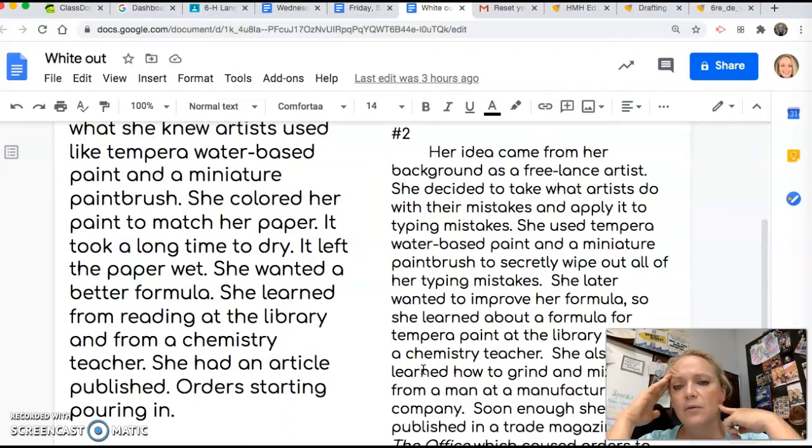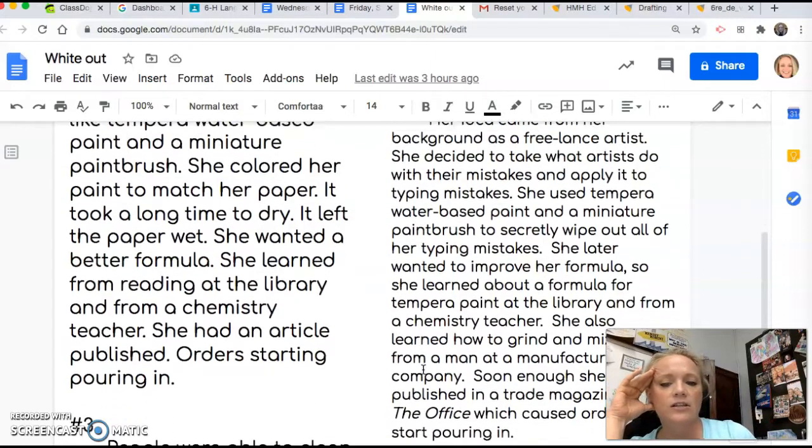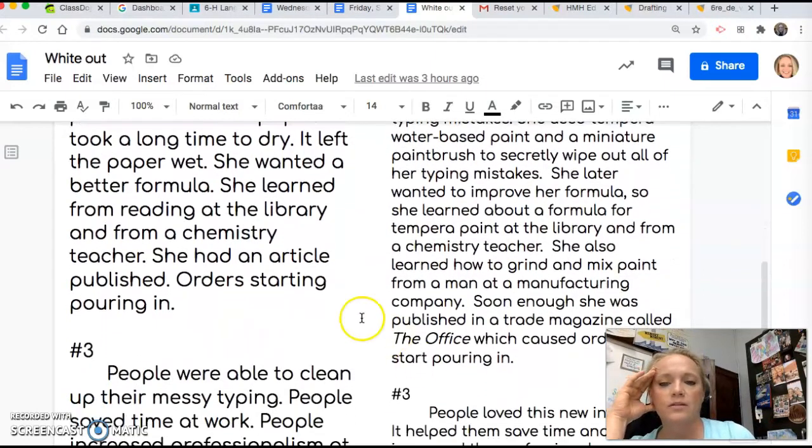Her idea came from her background as a freelance artist. She decided to take what artists do with their mistakes and apply it to typing mistakes. She used tempera water-based paint and a miniature paintbrush to secretly wipe out all of her typing mistakes. She later wanted to improve her formula, so she learned about a formula for tempera paint at the library and from a chemistry teacher. This is one of those because of this, then that.